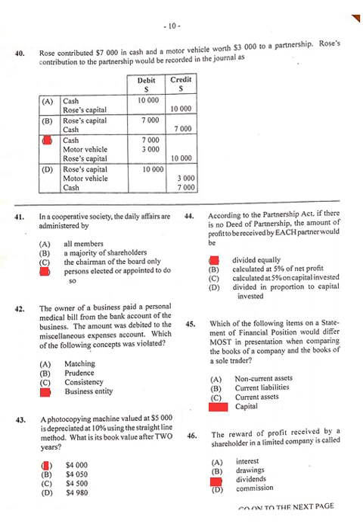Number 42, the owner of a business paid a personal medical bill from a bank account of the business. The amount was debited to the miscellaneous expense account. Which of the following concepts was violated? Of course, business entity, because the affairs of the business and that of the owner should be separate. So it's business entity.